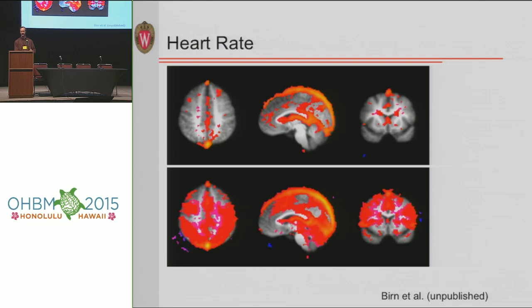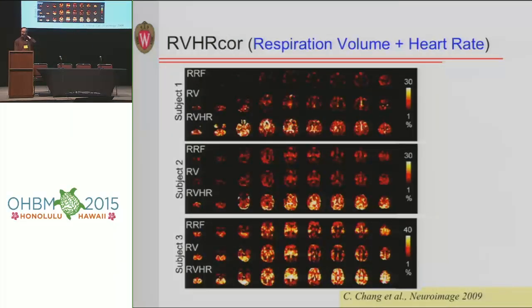Heart rate is another effect. As your heart rate changes, you may see some blood flow changes, and here are some examples from 2 separate runs where we see that, particularly in the sagittal sinus, you see these kinds of changes. And there have been correction methods developed to try to correct for that.